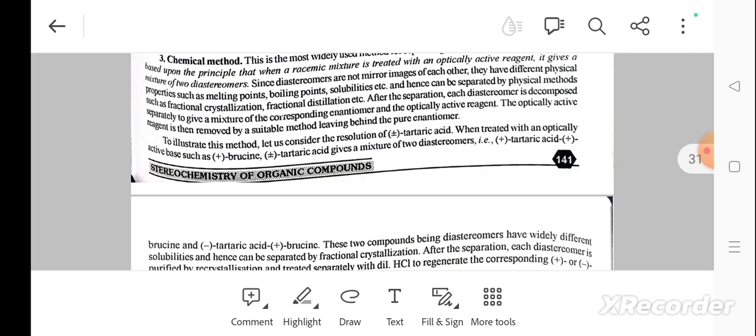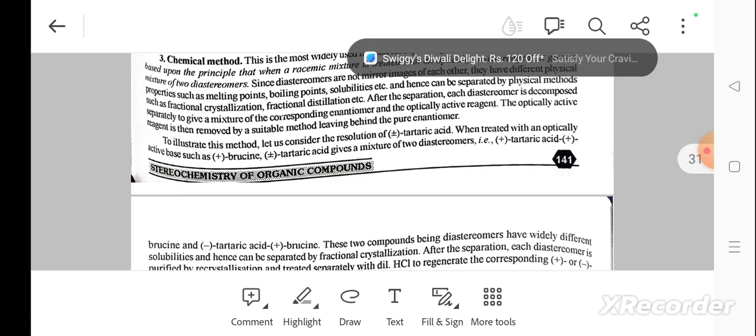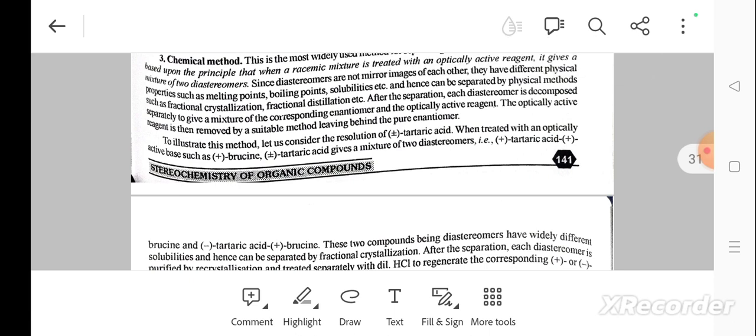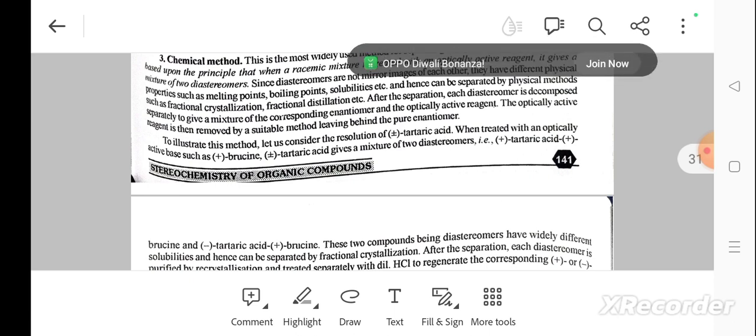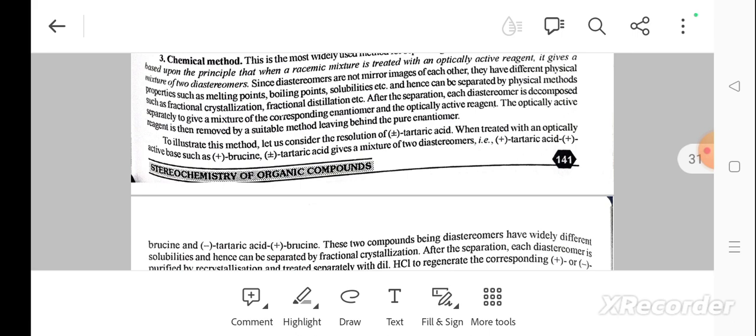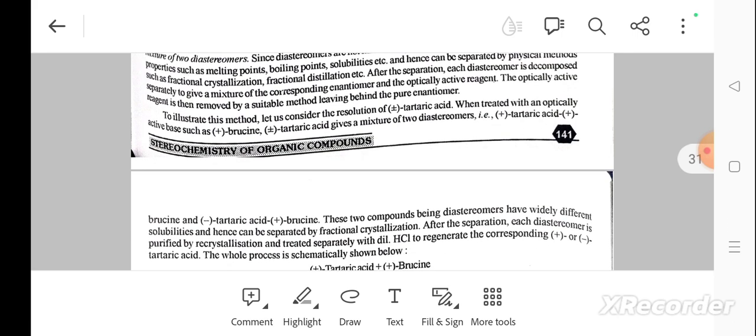After the separation, each diastereomer is decomposed separately to give the corresponding enantiomer and the optically active reagent. The optically active reagent is then removed by a suitable method, leaving behind the pure enantiomer.